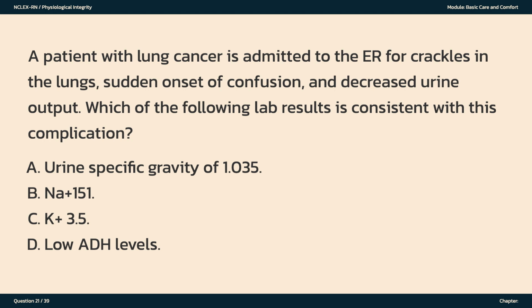A patient with lung cancer is admitted to the ER for crackles in the lungs, sudden onset of confusion, and decreased urine output. Which of the following lab results is consistent with this complication? A. Urine-specific gravity of 1.035. B. Na plus 151. C. K plus 3.5. D. Low ADH levels.